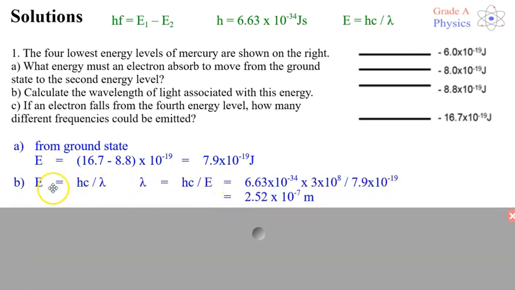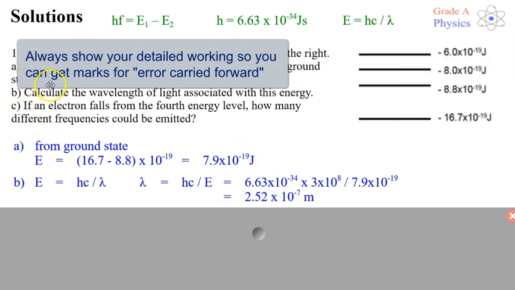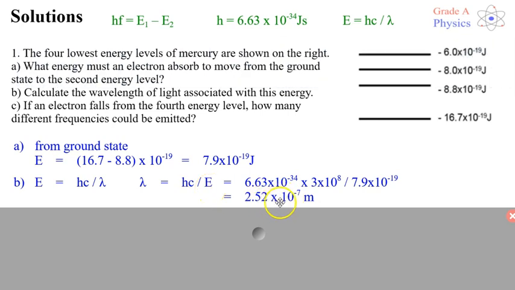B, straightforward. We know E equals hc over lambda. To make lambda the subject, hc over E, and we've got Planck multiplied by speed of light divided by your previous value, and you're going to get the wavelength as shown. So an exam tip here would be make sure you show all your working out, because in a multi-stage calculation like this, if for some reason you made a mistake in part A, but you didn't show all your working out in part B, you would get 0 marks. If you show your working out, you get error carried forward, and you should get full marks even if your answer is incorrect.